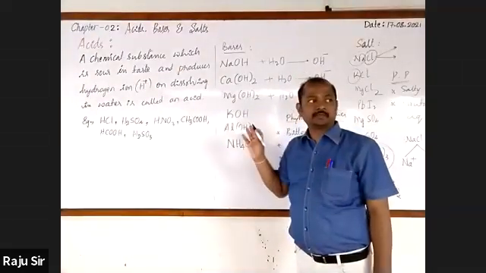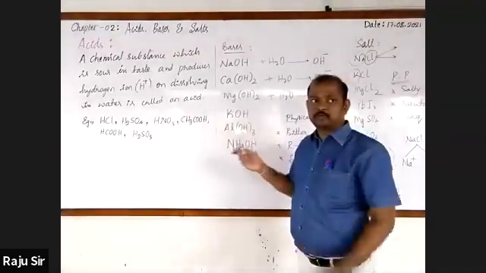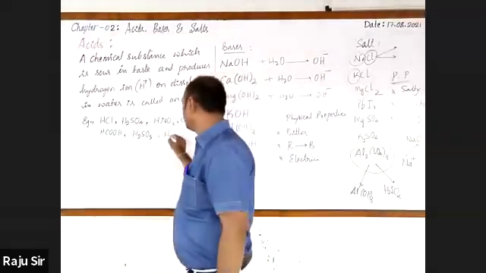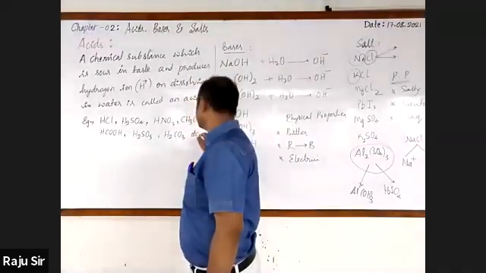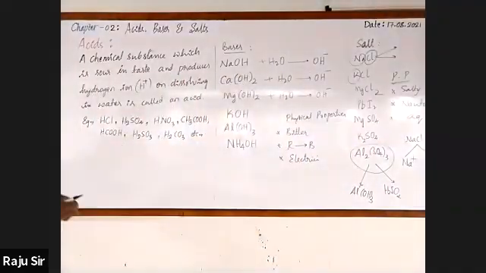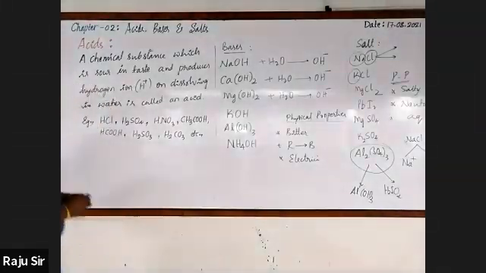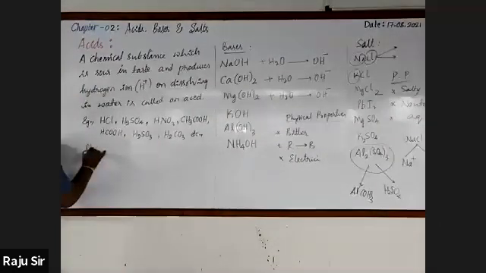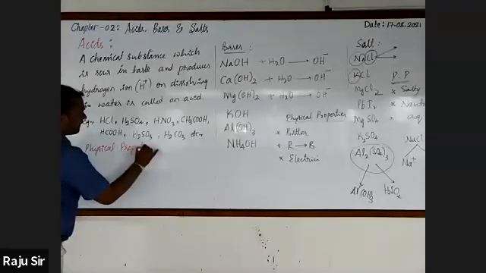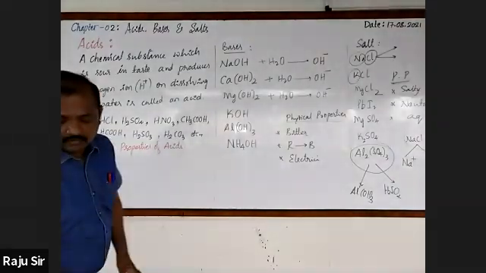Please recall the names of these acids. I'm just giving you the examples for the acids which we are going to use in this chapter. Then H2CO3, this is carbonic acid. Now, just go for writing the physical properties of acids, one by one.